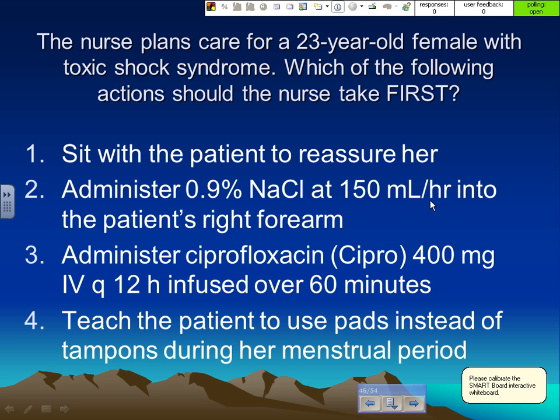Remember those 10 questions? The nurse plans care for the 23-year-old female with toxic shock syndrome. Which of the following actions should the nurse take first? Sit with the patient to reassure her. Administer normal saline at 150 an hour into the right forearm. Administer Cipro over 60 minutes. Teach the patient to use pads instead of tampons during her menstrual period. And I'm telling you that all of those are orders. I kind of deleted parts of the question so it would fit on the slide.